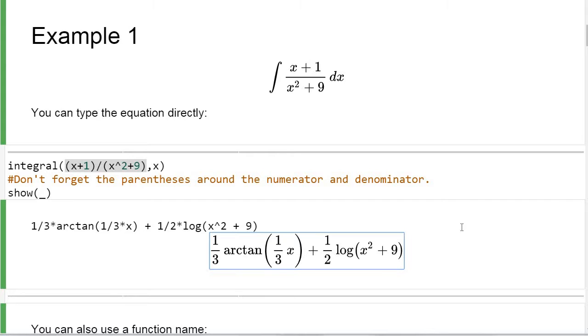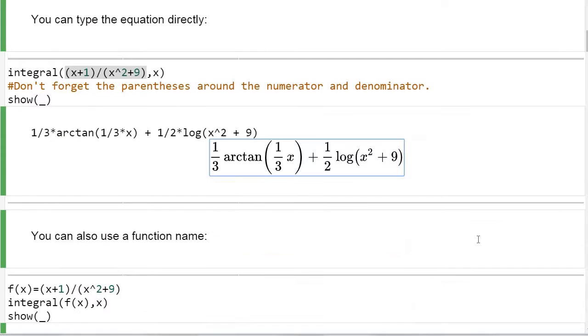Now the other thing, when we integrate these by hand, normally inside this log we would put absolute values around the x squared plus 9. So absolute value there, absolute value there. And Sage does not do that. So it's another thing you have to mentally fill in in addition to the plus c.